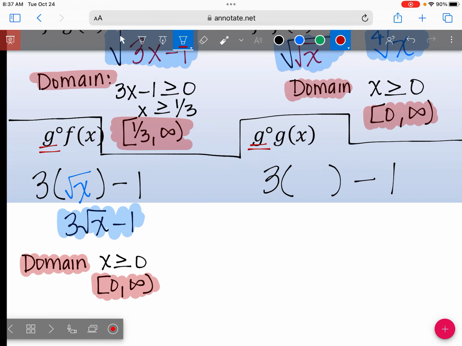So just focusing on what's under the root. It's always what's underneath the square root. What's underneath the square root controls your domain.